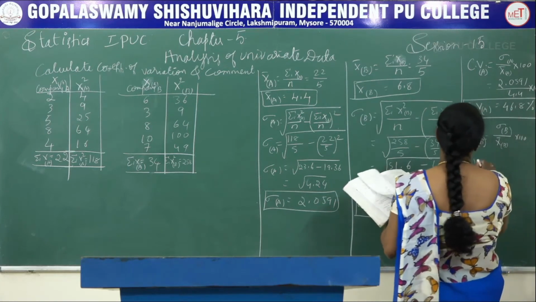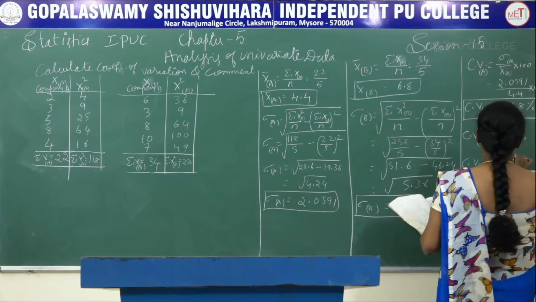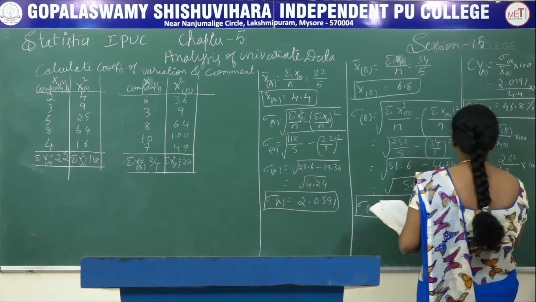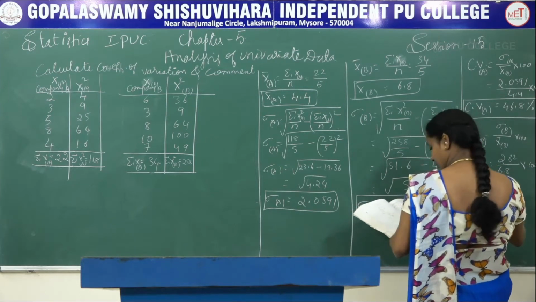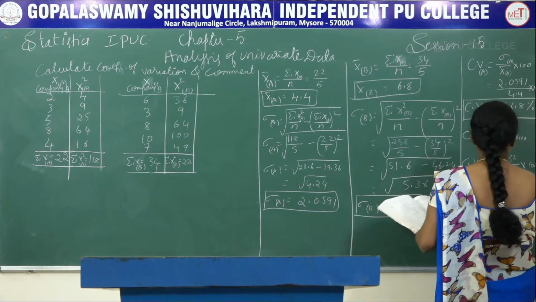Next, to find CV of B, this is 2.32 divided by 6.8 into 100. So CV for B is equal to 34.12%.